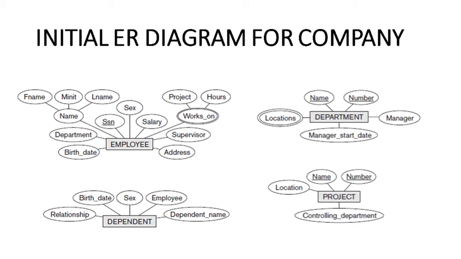See here, the initial ER diagram of the company. You have to find out the entities in a company database. They are employee, department, dependent and project. These are all the attributes of the employee. Okay, here some are multi-valued. The key with underline indicates the key attribute. Location is multi-valued here. Name and number are key attributes here. It indicates the entities of the company.